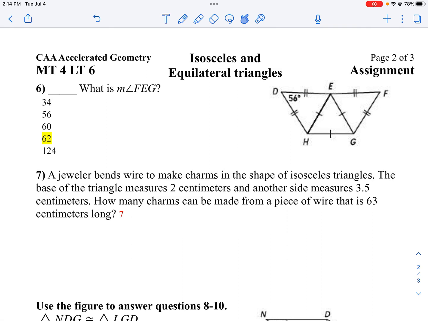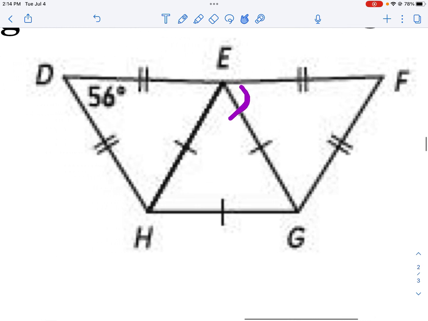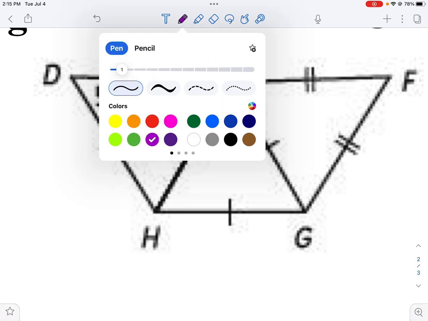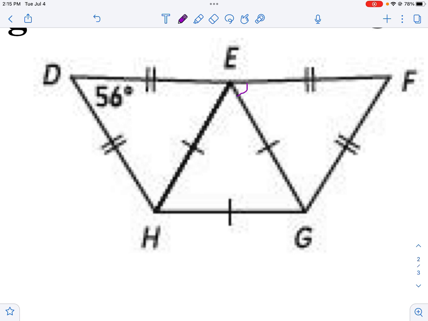Hey, let's take a look at the second part of your assignment here. We want to find the measure of angle FEG. I'm going to mark that down here. Then I'm going to blow the picture up so we can look at it a little bit more closely, and redraw that in. So I want to find this angle right here.